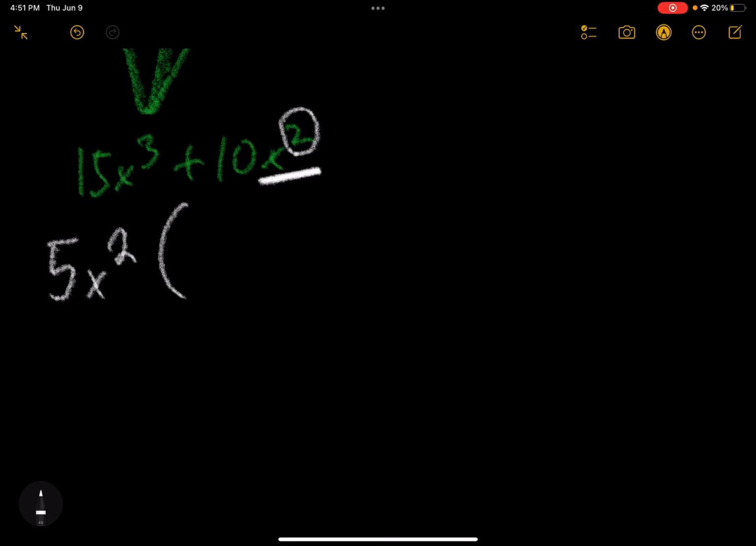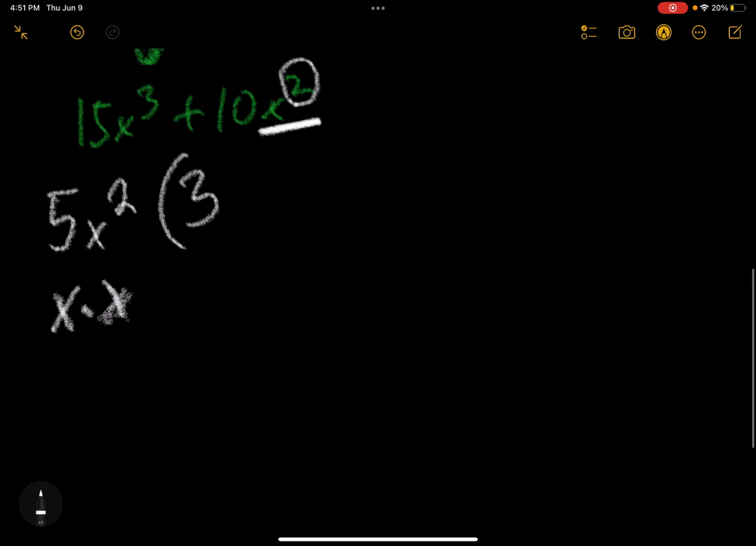Then let's see. How much did we take out of 15x cubed? What is 5x squared times this to get that? So 5 times 3 is 15, so we can put 3. Now, x squared times blank equals x cubed. We need to multiply one more x, so we'll just add x here.